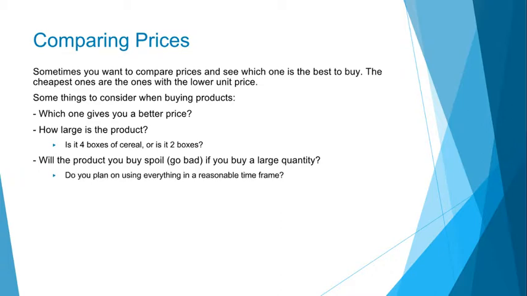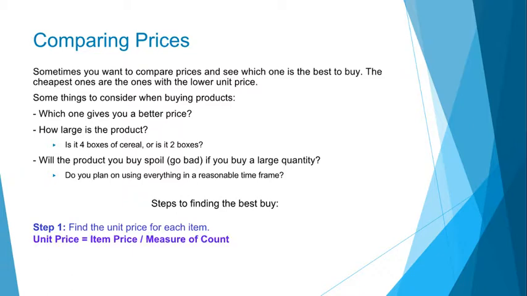Now let's look at the steps that we're going to use to find the best buy. Step 1, we're going to find the unit price for each item. To find the unit price, we're going to do item price divided by the measure of count. Step 2 is find the best buy based on the unit price, because you want the lowest one, because who wants to pay more for a product when they can get it for a cheaper price? So let's do an example.